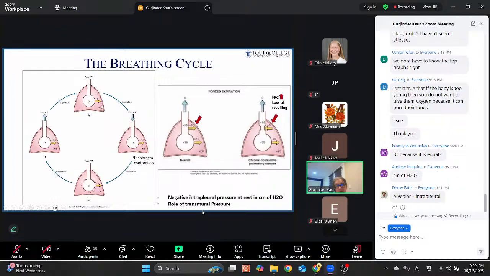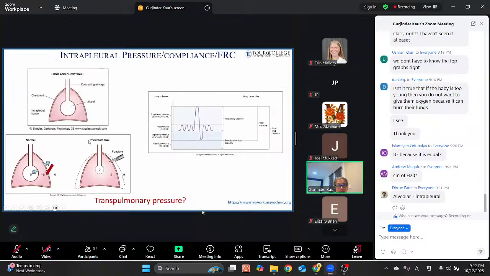So this intrapleural pressure is -5 centimeter of water right here. Okay. And this yellow arrow is going to give you your transmural pressure here. And how do you calculate it? 0 minus -5. So that's how you get this +5 number. Now, I just want to go back to explain the pneumothorax condition.